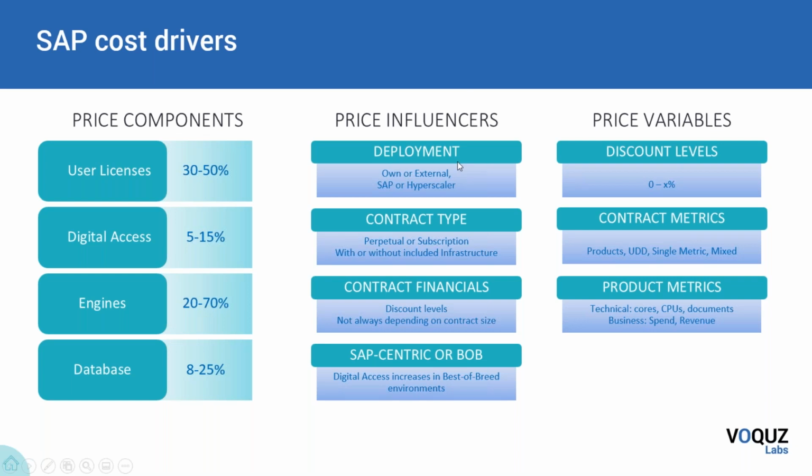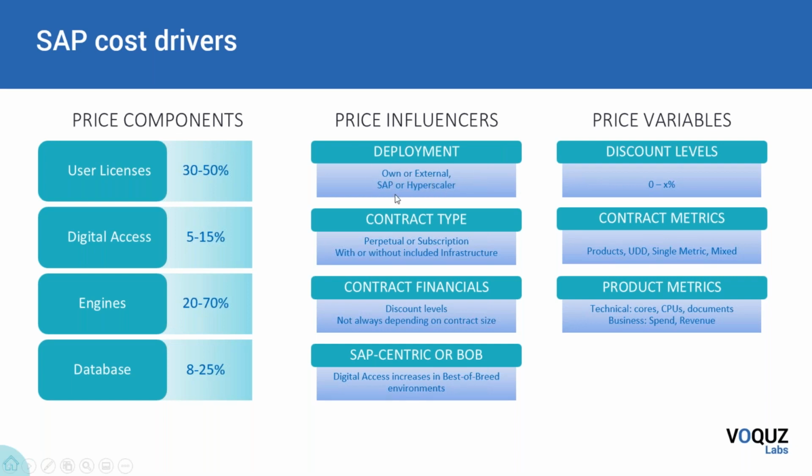When we talk about price influences, we look at how you've deployed your SAP application. Have you deployed it on your own data center or servers or application database? In other words, your own infrastructure. If you have deployed it there, it's what you call on-premise. Are you using an external data center? Are you using SAP or a hyperscaler for cloud?